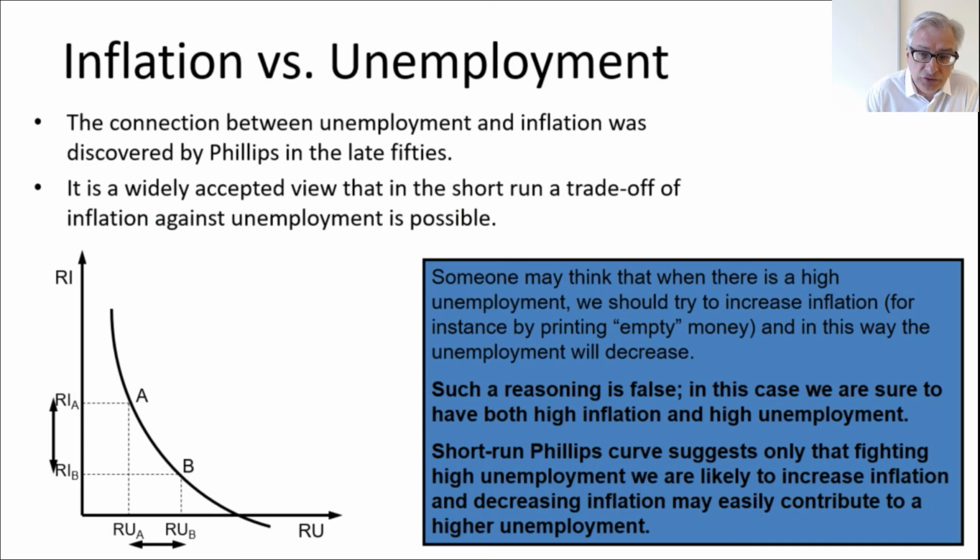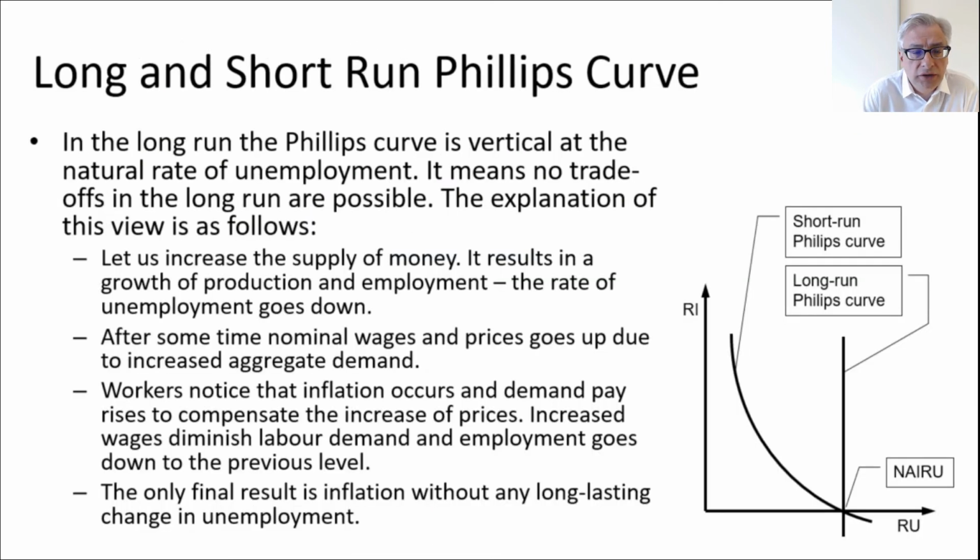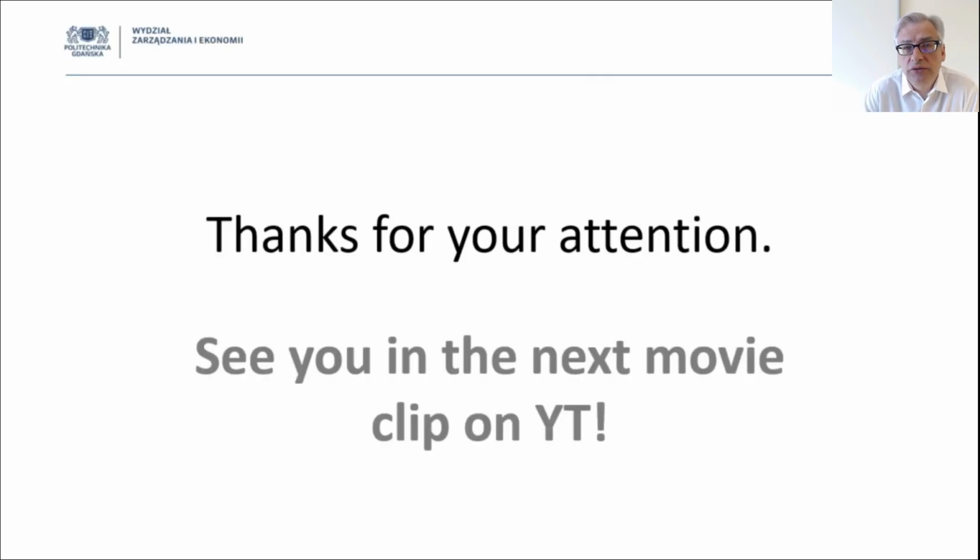So this is the short run analysis, because over the long run, economists believe that the Phillips curve is vertical. So there is no trade-off here between inflation and unemployment. Unemployment over the long run is usually at the level of NAIRU, the non-accelerating inflation rate of unemployment. And the mechanism of this long run Phillips curve, why it is vertical, is explained quite carefully in the slide here. That is all I wanted to tell you about inflation.